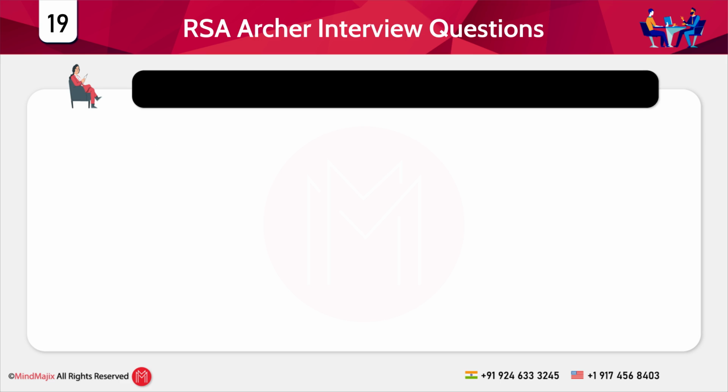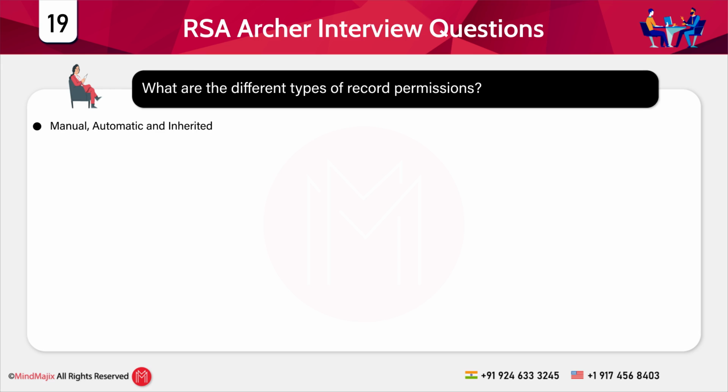Now, question 19, what are the different types of record permissions? There are three different types of record permissions. Manual, in which whoever is selected manually in the field, that user will get the rights. We can have rules also for it. Automatic, we can also have rules. Automatic is more like by default, that particular group or user will get the rights. Inherited is like a parent-child relationship. If there's application A and application B, then whatever rights are there in application A get inherited to application B.